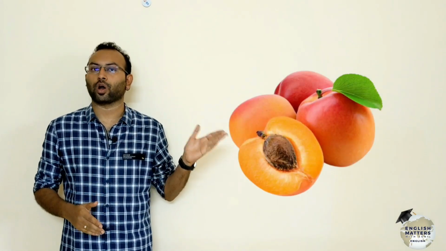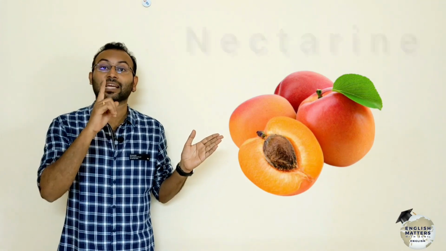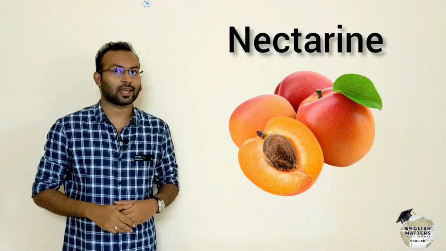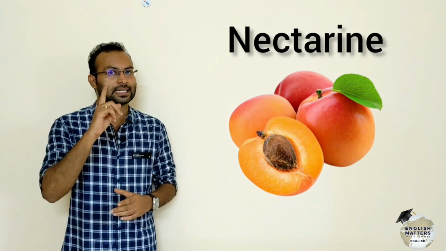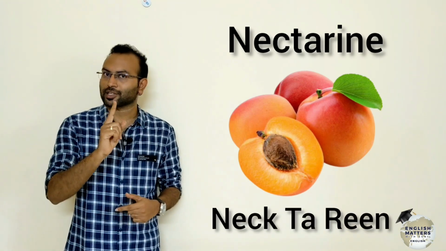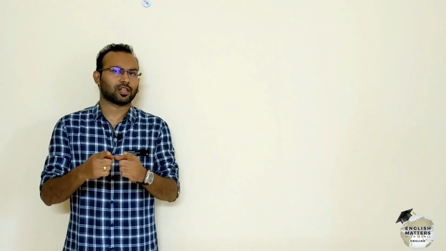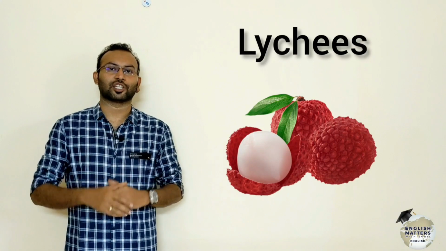Here comes another fruit. Again, a lot of people don't pronounce it right. So the right pronunciation for this word and this fruit is nectarine. Most of the people pronounce it incorrectly. Here is the pronunciation spelling. Follow it. Now we'll talk about lychees.